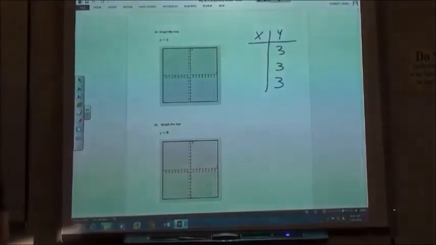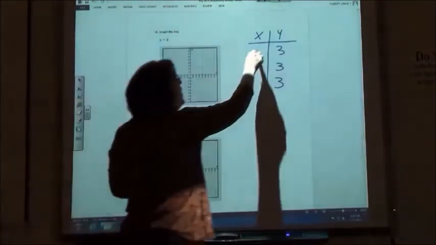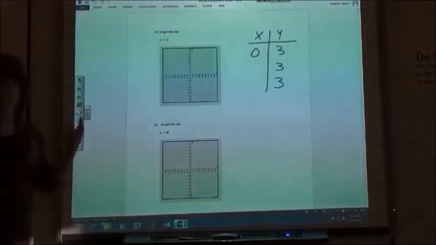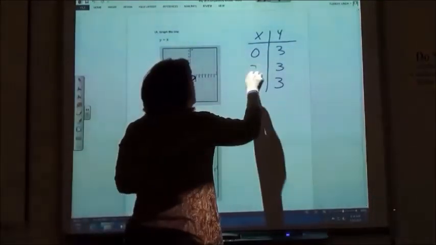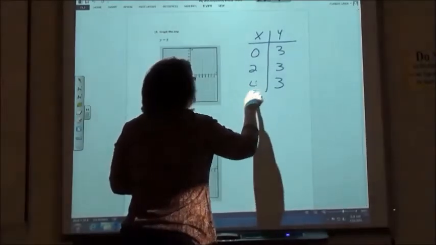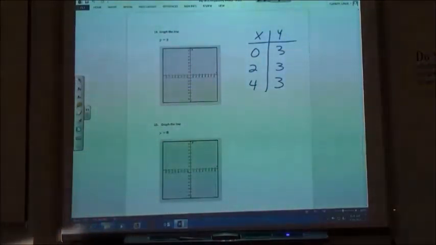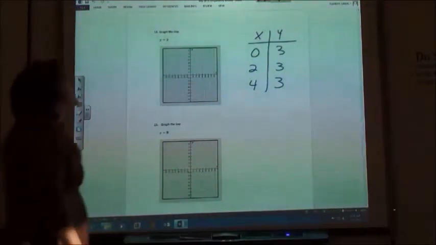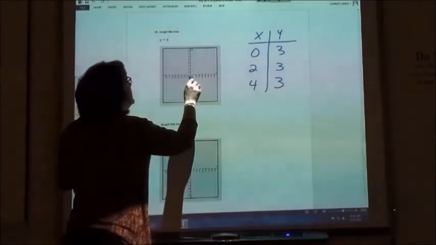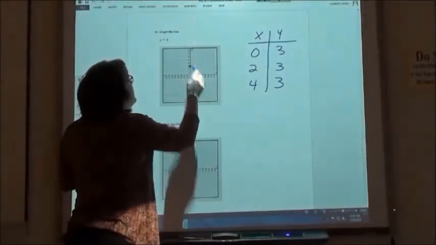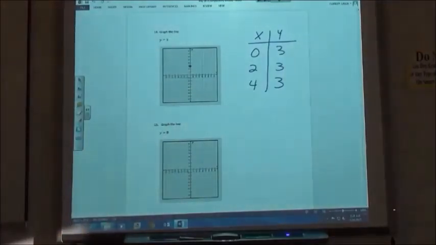Our x's can be whatever we pick. So 0 is a good value for x. What else might you want to use for x? 2. Is 4 too big? 4 is fine because we have 4 on our graph. We just wouldn't want to go to 10 probably because 10 probably wouldn't fit, right? Okay. So where's the point 0, 3? It's going to be 0 and 3 up, right on the 3 on the y-axis.